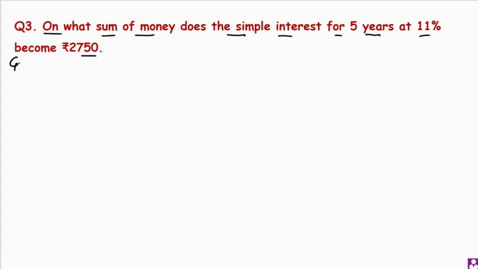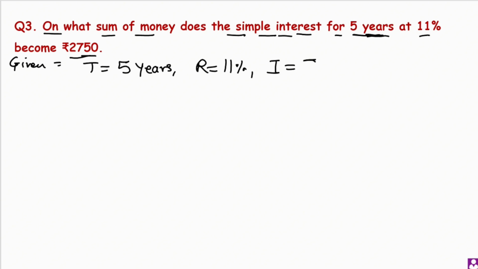So what we are given with? We are given with, first of all, we can see here time is given. So I can write T equals to 5 years. Then rate of interest is given which is 11%. Then the simple interest become, means this is given I. I is given rupees 2,750. And what we need to calculate? Calculate sum of money. Means principal we need to calculate.